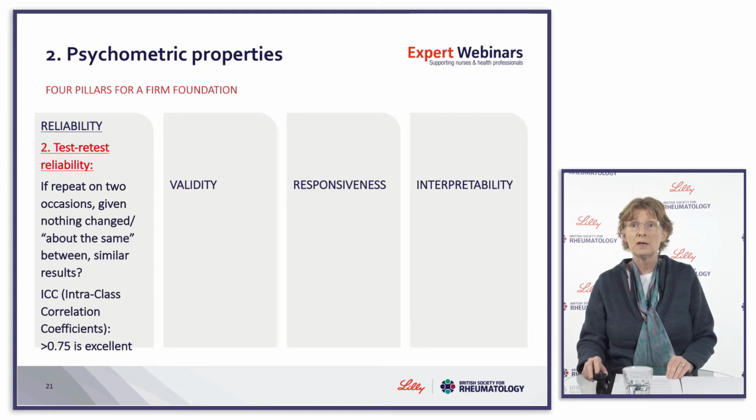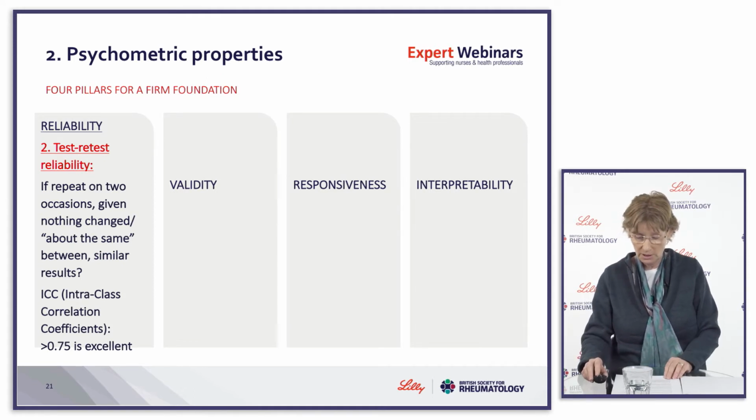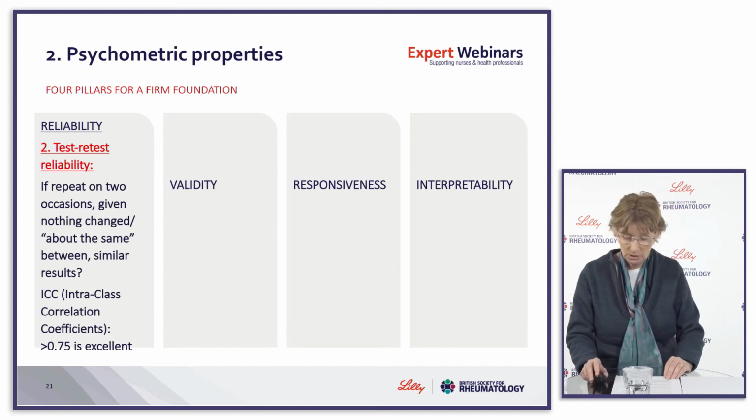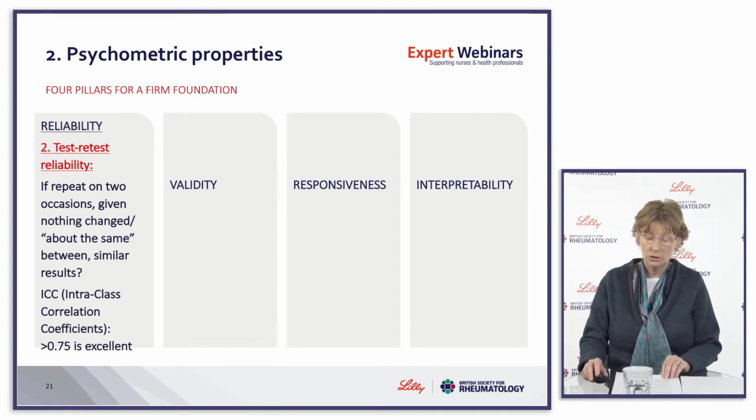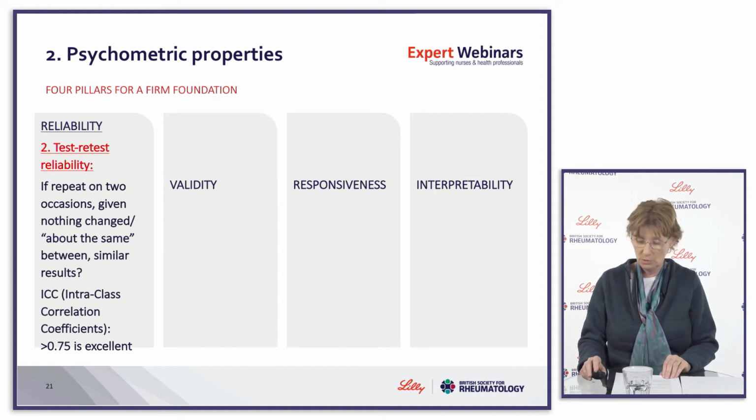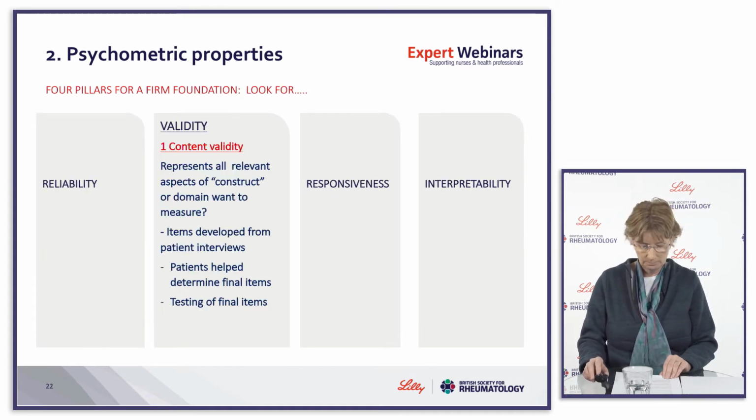Secondly, we need to think about test-retest reliability. If a person completes the PROM on 2 separate occasions, given nothing changed, or they felt about the same in between, are there similar results? Look for published intra-class correlation coefficients. If the ICC is greater than 0.75, it's got excellent reliability.